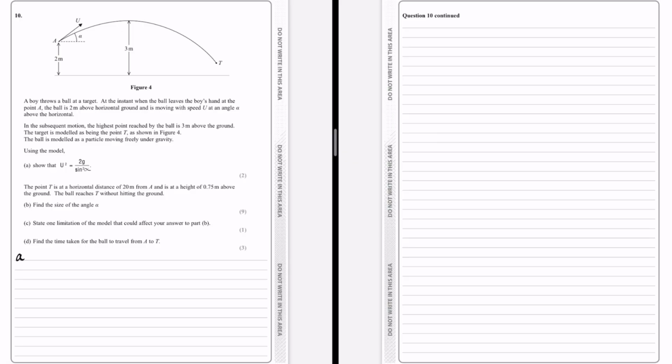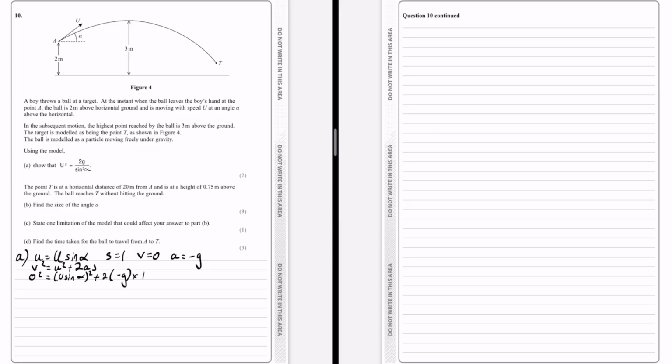Our initial velocity u will be equal to u sine alpha. We're working in the vertical plane here, so u sine alpha for the vertical velocity. Displacement is 1 when it goes from 2 to 3. The final velocity will be set as 0 and a will be minus g. We're going to use v squared equals u squared plus 2as. So 0 squared equals u sine alpha all squared plus 2 times negative g times 1.